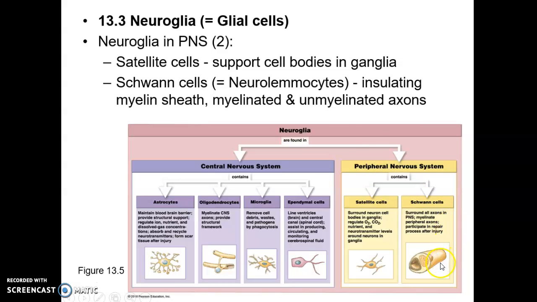And then Schwann cells, also called neurolemmocytes, produce the myelin sheath on axons out in the peripheral nervous system. And they also surround other axons incompletely, basically. So they surround what are called unmyelinated axons, which are not completely enveloped with myelin. So the oligodendrocytes and the Schwann cells do a similar function, except in different places. Oligodendrocytes do the myelination in the central nervous system. The Schwann cells do the myelination out in the peripheral nervous system.